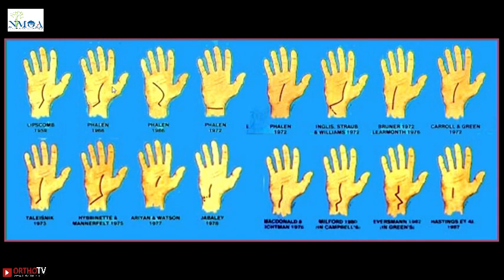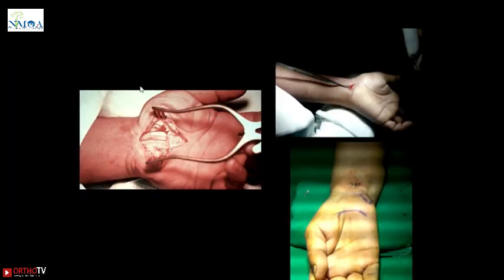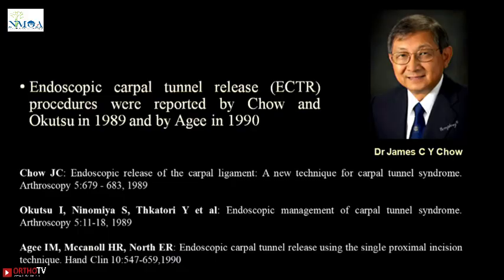There have been various incisions described by various scientists for carpal tunnel release in different fashions. Over a period of time, from open release, gradually I have progressed to endoscopic carpal tunnel release. The first formal description of endoscopic carpal tunnel release was given in 1989 by three gentlemen, Dr. Chow, Dr. Okutsu, and Dr. Agee.